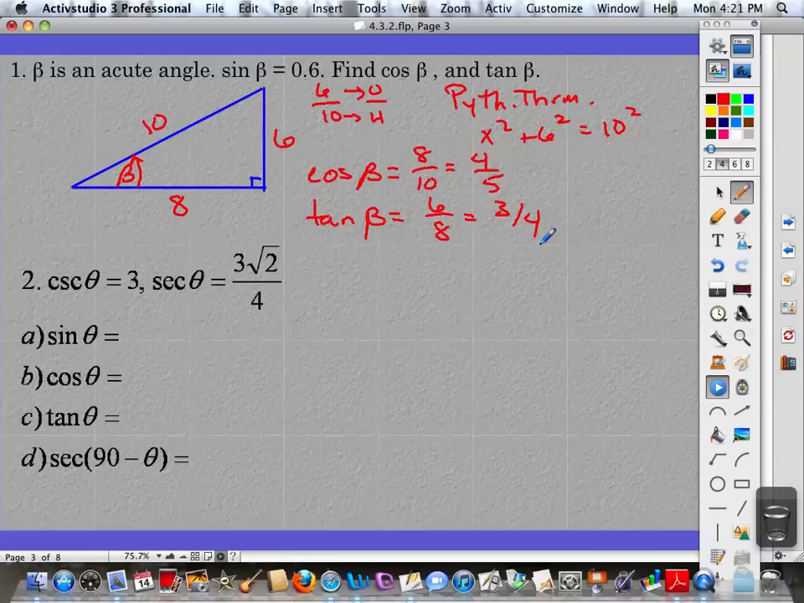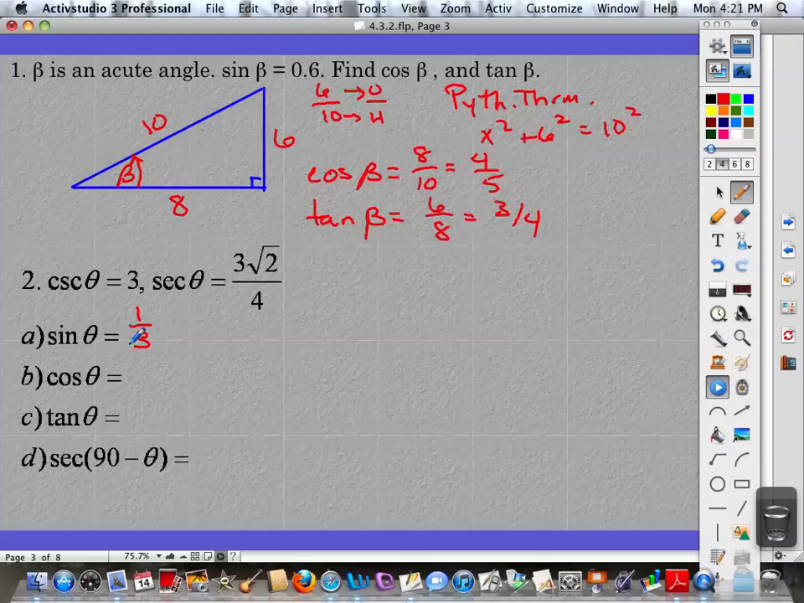Number 2, we've got the cosecant of theta is 3, and the secant of theta is 3 square root of 2 divided by 4. Again, we could think about maybe drawing a triangle, or we could use the trig identities, whatever you feel is going to work best for you. We're asked to find the sine of theta. Well, we know that sine is the reciprocal of the cosecant. So if the cosecant is 3, then I know the sine is 1/3.